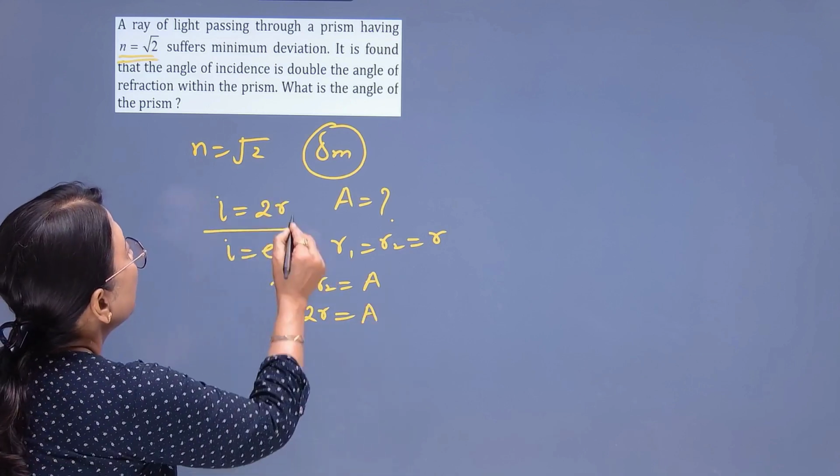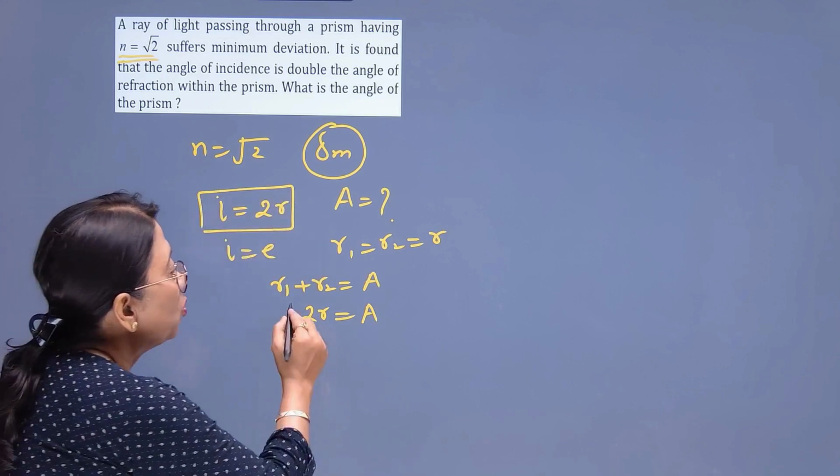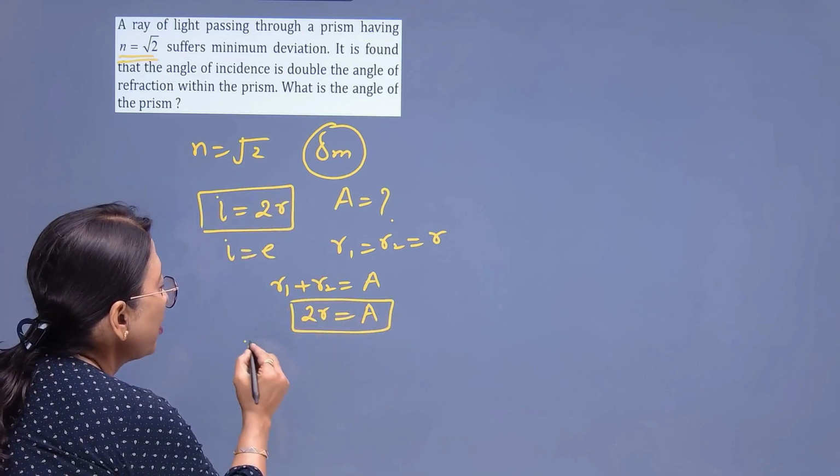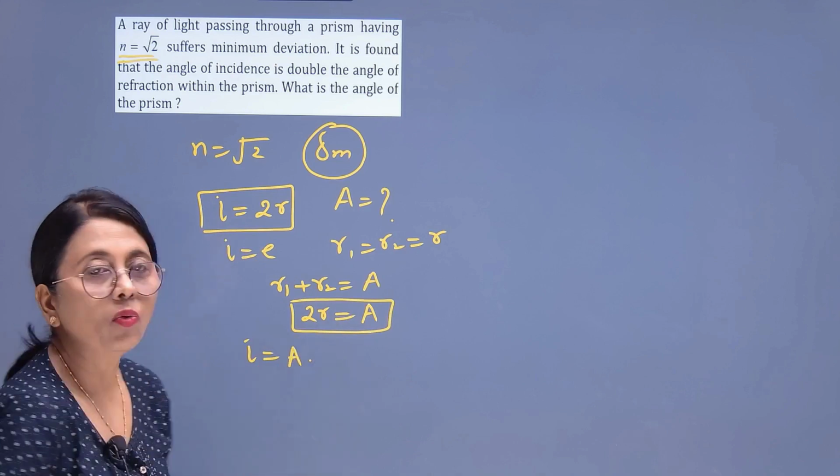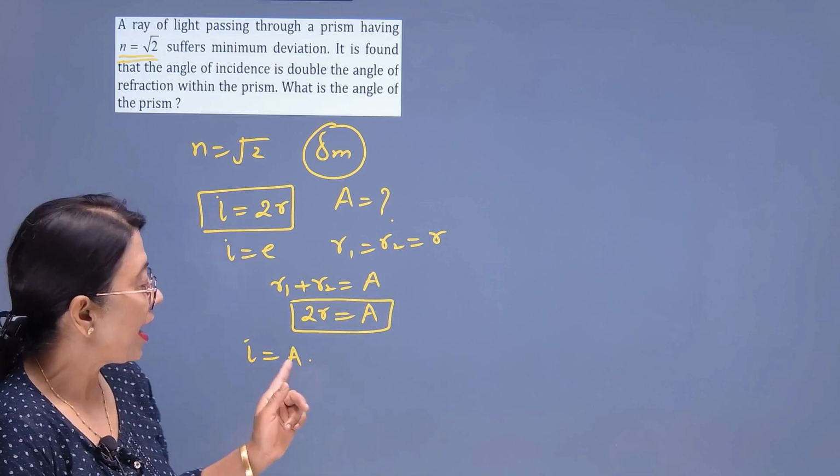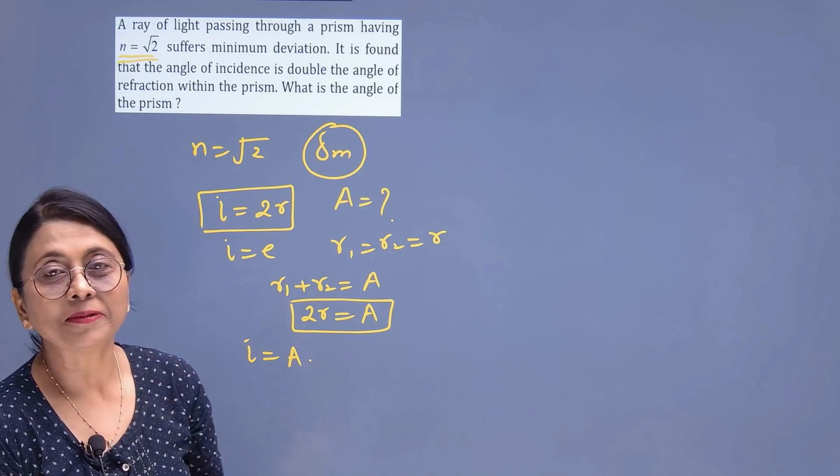नाउ यू सी फ्रॉम हियर i 2r है और यहाँ पे 2r A के बराबर आ गया, तो i किसके बराबर हो गया? i has come out as equal to what? A. i जो है वो आपके A के बराबर आ गया. You got it as A. Right?